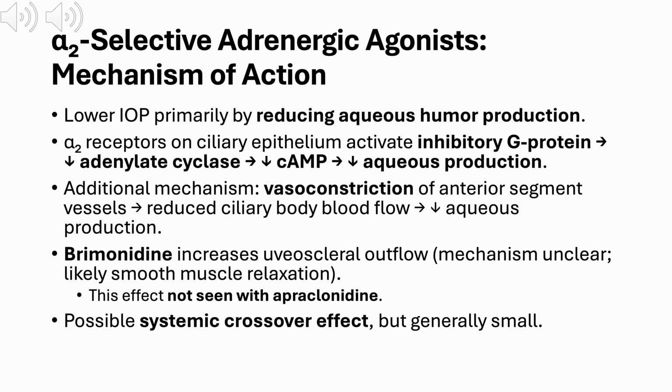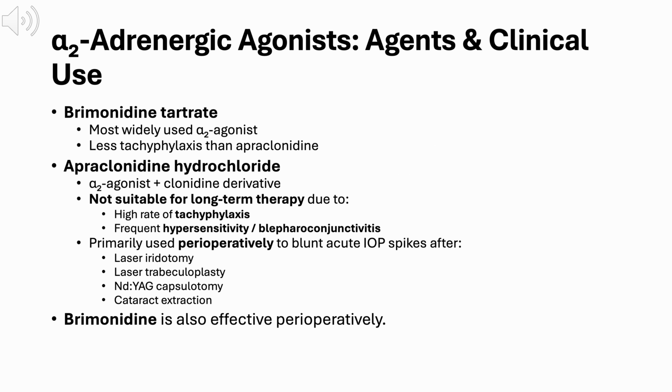Brimonidine also increases uveoscleral outflow, likely through smooth muscle relaxation. This effect is not seen with apraclonidine. There may be a small systemic crossover effect, but it's generally minimal. There are two agents in the alpha-2 selective adrenergic agonist class. The first is brimonidine tartrate, which is the most widely used alpha-2 agonist. It tends to cause less tachyphylaxis compared to apraclonidine. Apraclonidine hydrochloride acts as both an alpha-2 agonist and a clonidine derivative.